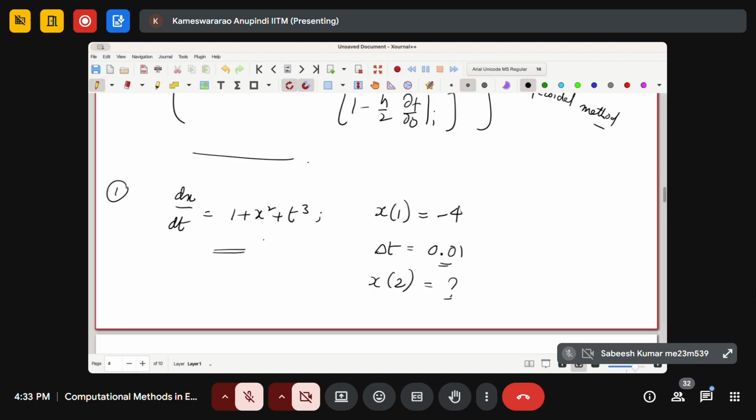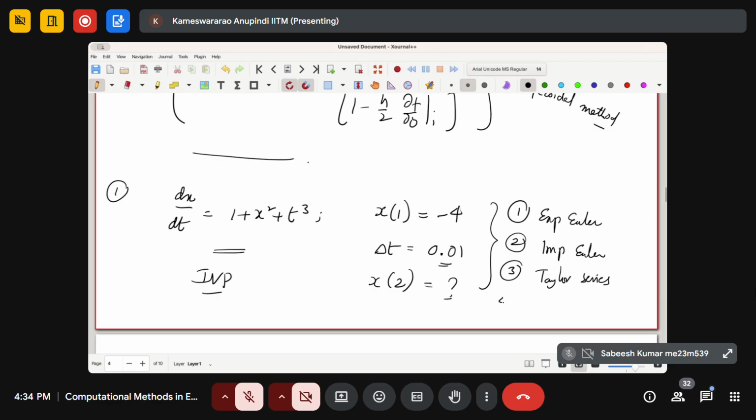So this is the ordinary differential equation that is given. Basically, this is the initial value problem we are given. And then we are asked to evaluate, let us say, using the explicit Euler method, implicit Euler, and then the Taylor series method, and then let us say using the trapezoidal method.